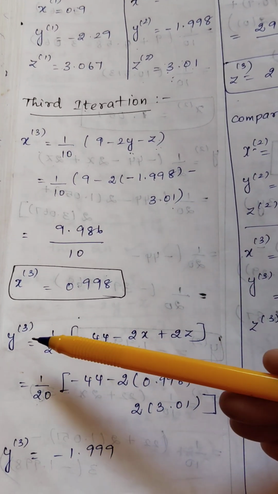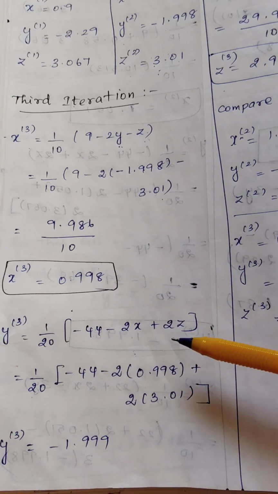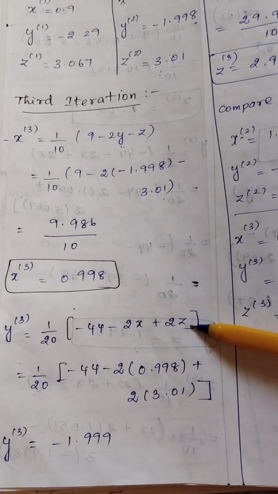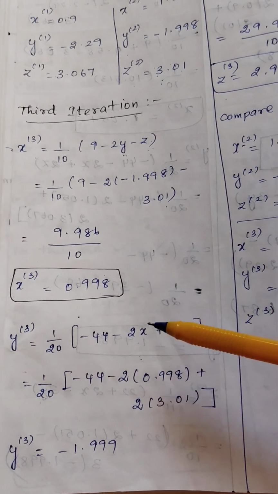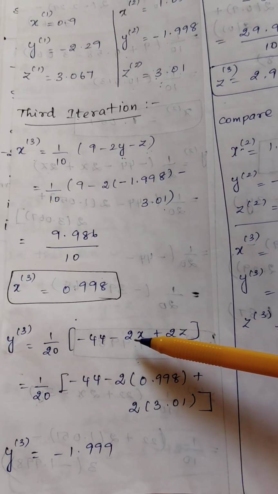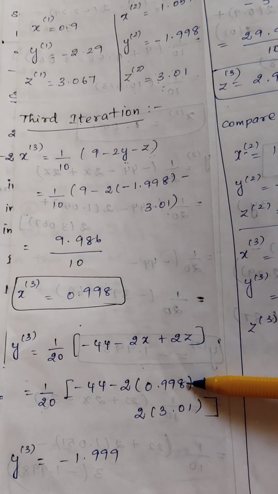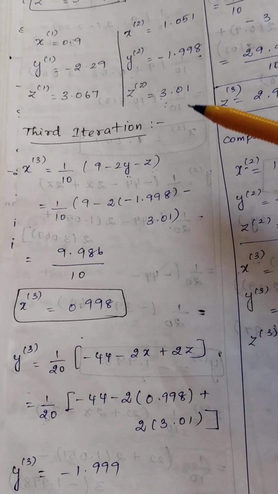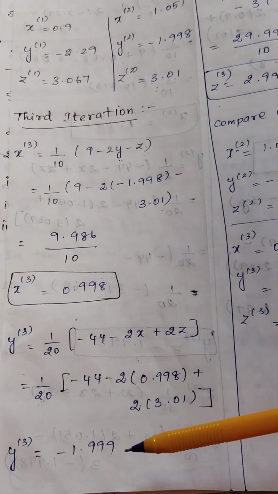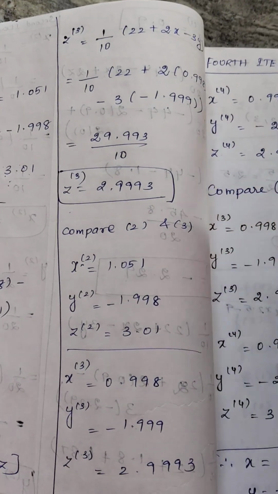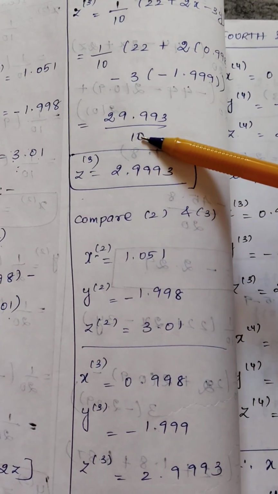So here for our third iteration of y, we need the x as well as the z. The last, that means before value of x is what? 0.998. The before value of z is what? 3.01. So I am going to apply them here. In the same method I am going to apply it for the value of z power 3.